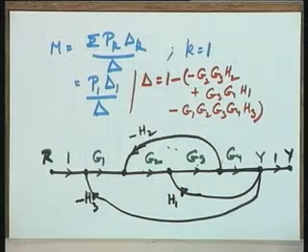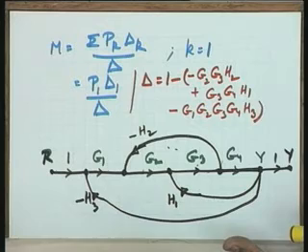Okay? So, now with this diagram in front of you, let me look at delta 1, because k is equal to 1. If you look at delta 1, you see all the 3 loops are in touch with the first forward path. So, what is delta 1 equal to?